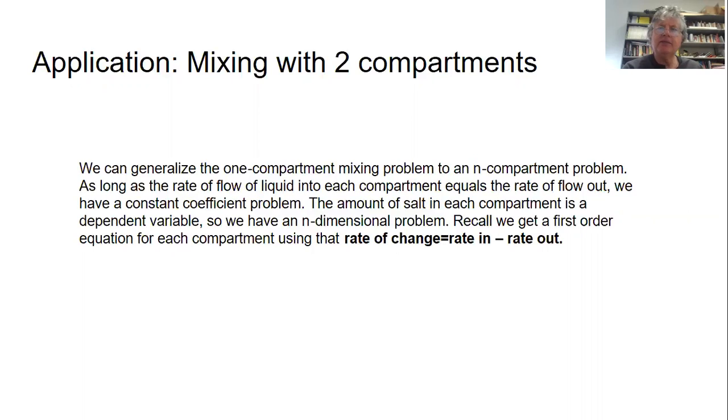So remember at the beginning of the semester, we had this problem where we had a tank of brine, and brine was coming in at a certain rate and it was leaving at a certain rate, and we set up a linear equation which we could then solve to figure out the amount of salt at any given time in the tank. Well, we can generalize this to n compartments and we get an n-dimensional problem, and it's going to be constant coefficient as long as the flow of liquid into each compartment equals the flow out.